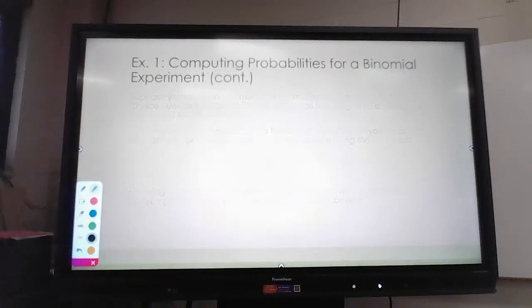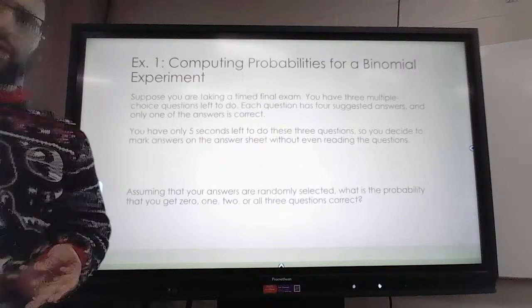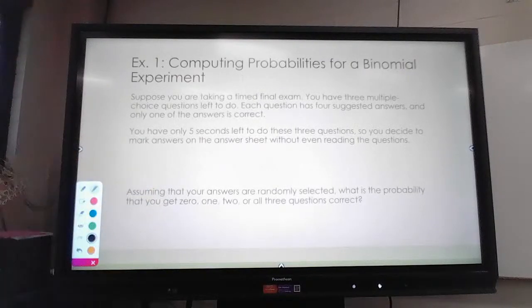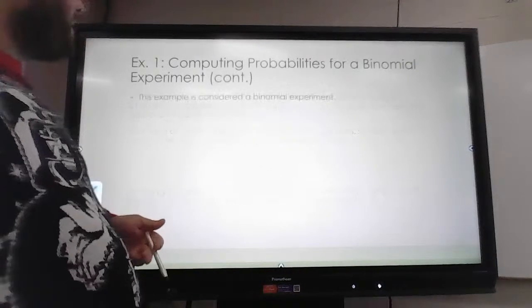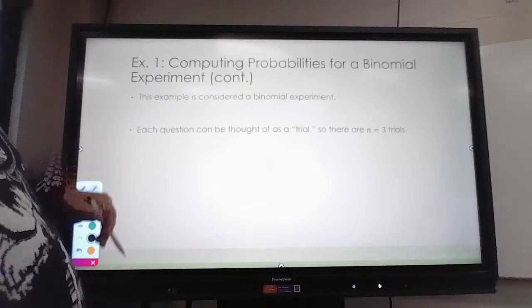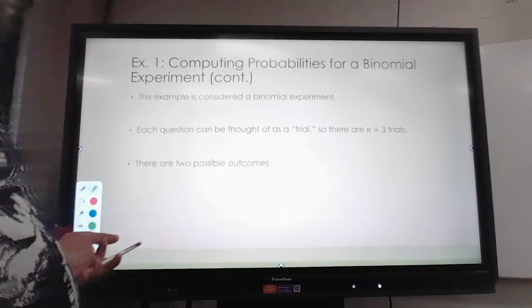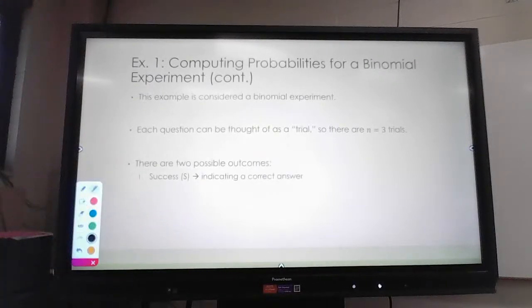Okay? So again, this example is considered a binomial experiment because either you get the question right or you get the question wrong. You have a finite number of questions. The probability that you get a question correct is the same for each question. Okay? So each question can be thought of as a trial. So there are 3 trials. There are 2 possible outcomes. Either you find the correct answer or you get the wrong answer. And these trials are independent of each other because we're choosing them completely at random.